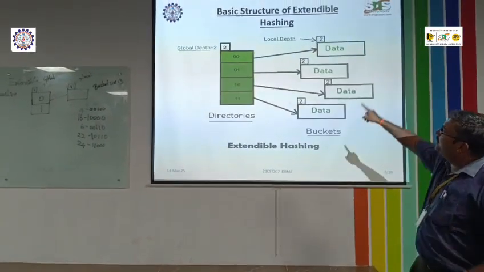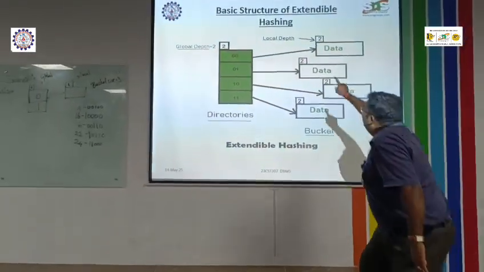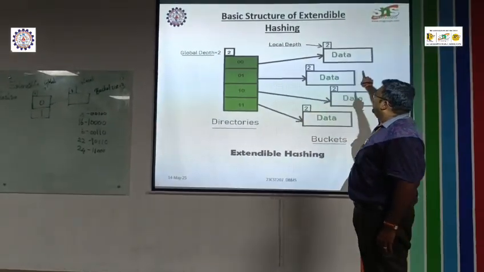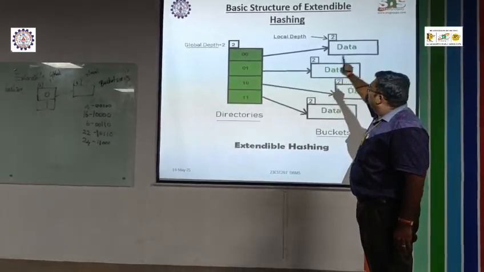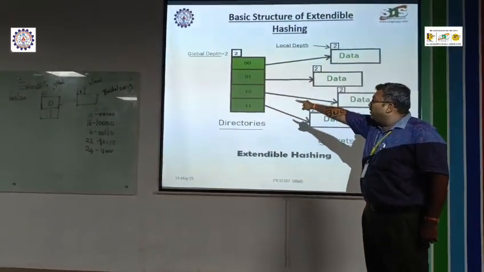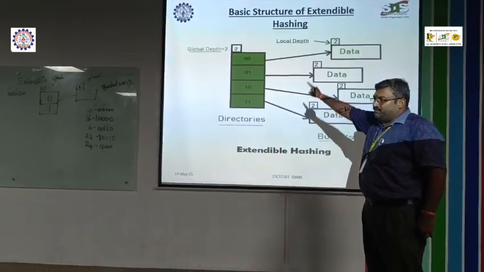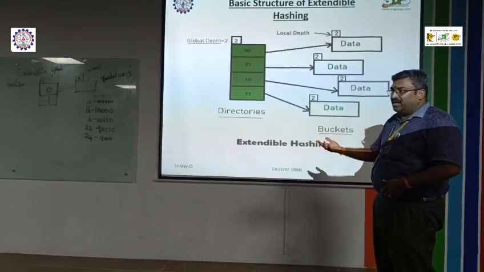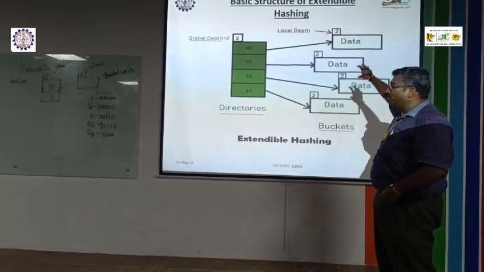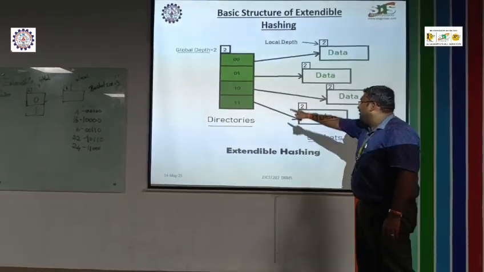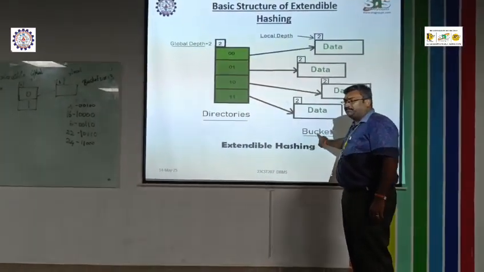This is the basic data structure of extendable hashing. Global depth is 2 and local depth is 2, because we start from 00, 01, 10, 11. With this basic condition, we receive the value, convert it to a binary value, and then insert the values one by one. Next is the directory. This is called the directory. This is the bucket.